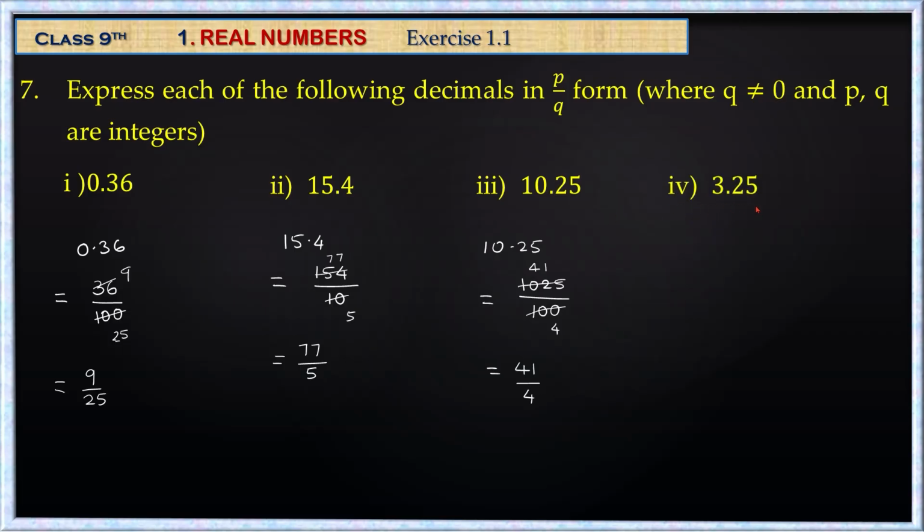Next one, 3.25. 3.25 can be written as 325 by 100, because after decimal 2 digits are there, so we divide it with 100 to remove the decimal point. Now cancel these two numbers in the 25 table. 25 fours are 100, here 32 is there, 25 ones are 25, 32 minus 25 becomes 7, becomes 75, 25 threes are 75. So this is equal to 13 by 4.